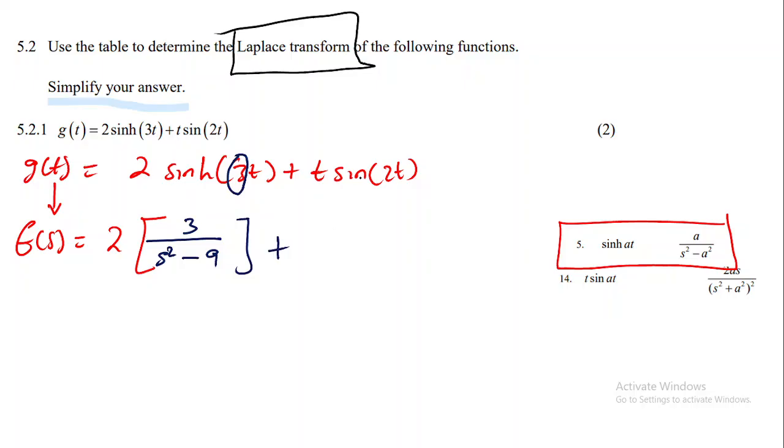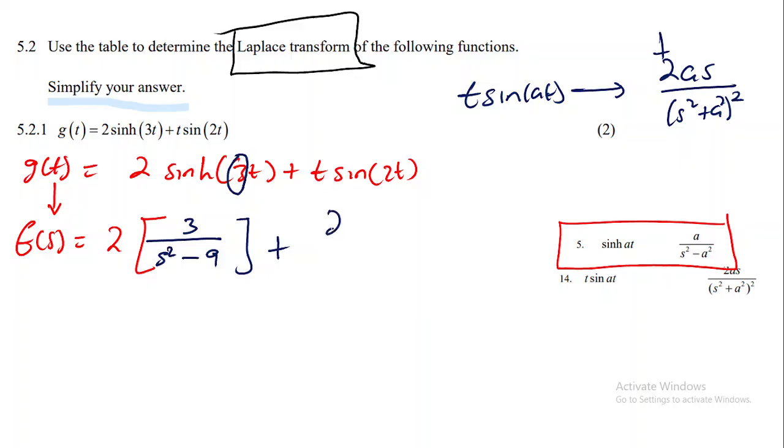Plus, if you look at this part, this is rule number 14. Rule number 14 says if you have t sine of at and you take the Laplace, your answer is going to be 2as all over s squared plus a squared, all squared. So from the formula, we already have these. If we take the Laplace of this term, you're going to have 2 times the value of a, where a is the constant inside the argument, which is 2, times s, all over s squared plus a squared. Our a is 2, which gives us 4, then all squared.